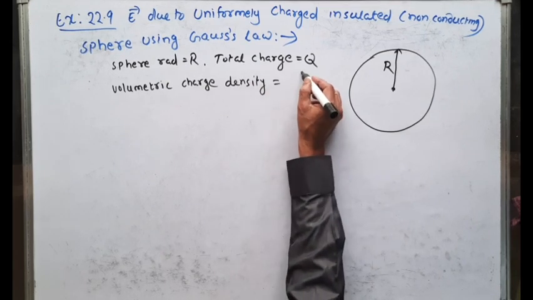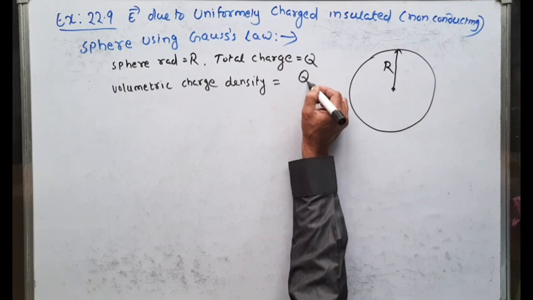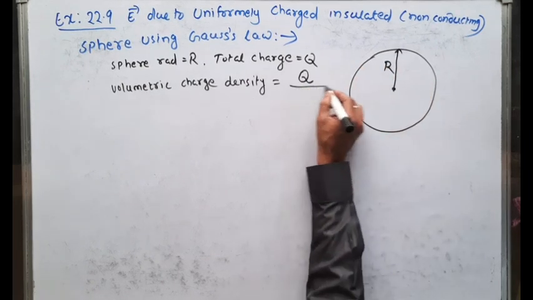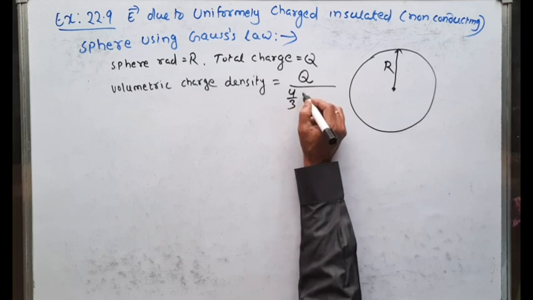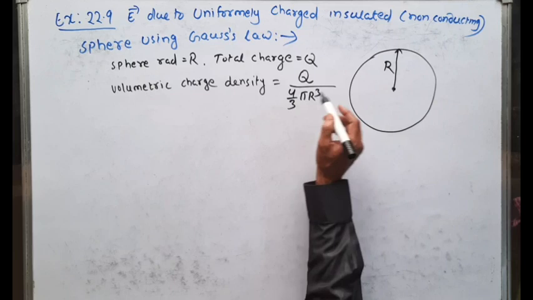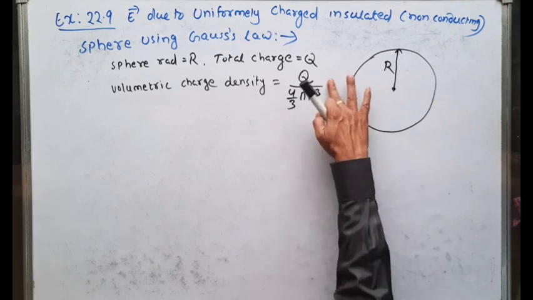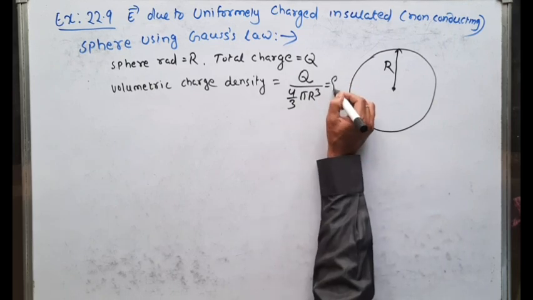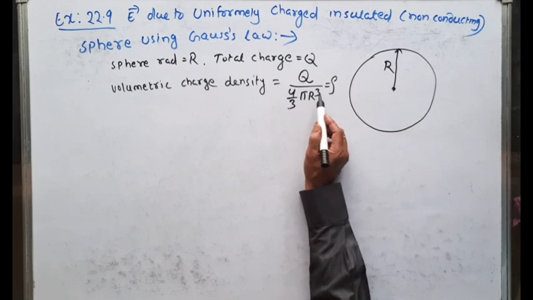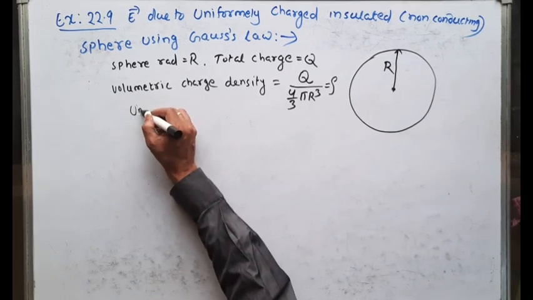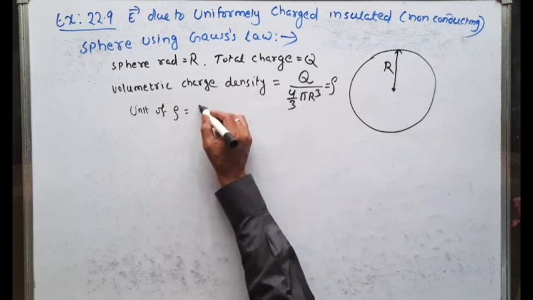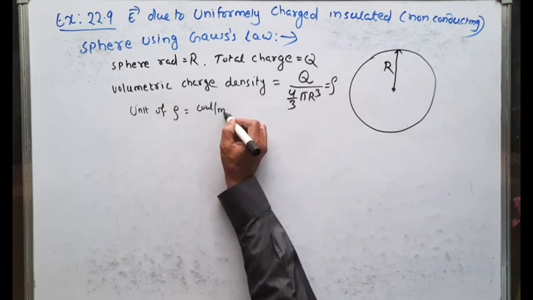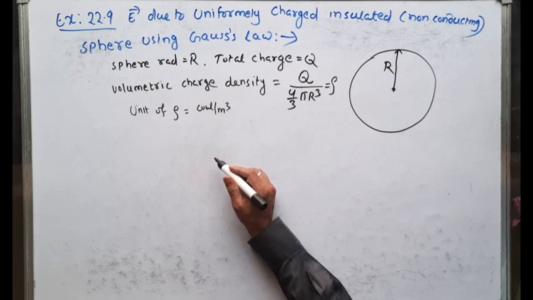What is volumetric charge density? If the total charge given to the sphere is Q, and the volume of the sphere is 4 by 3 pi R cube, then Q divided by the volume is your volumetric charge density, which is called rho. What is the unit of rho? Charge per volume, coulomb per cubic meter. This is the unit of rho.